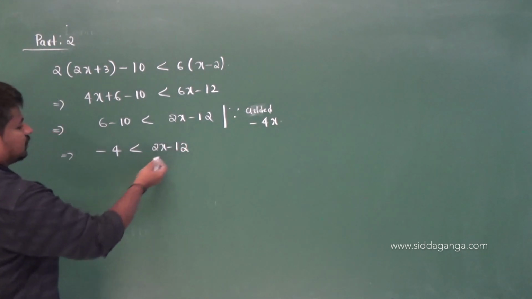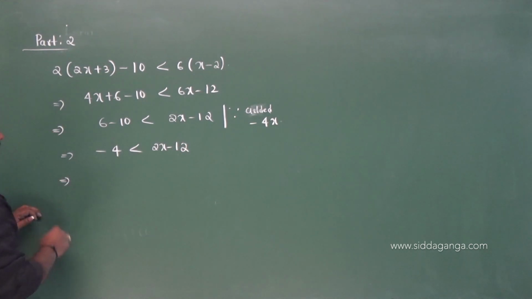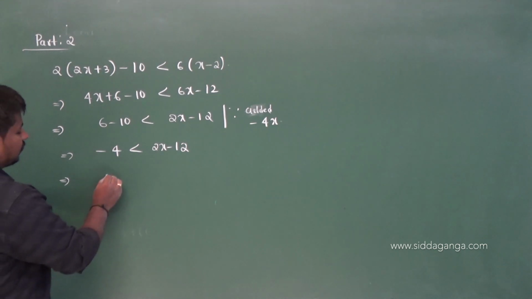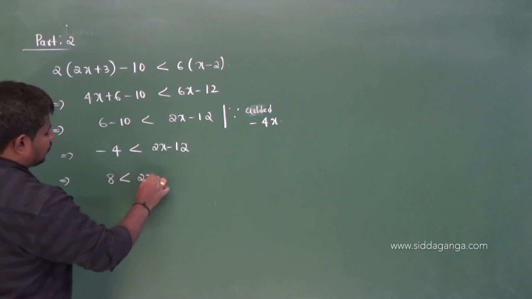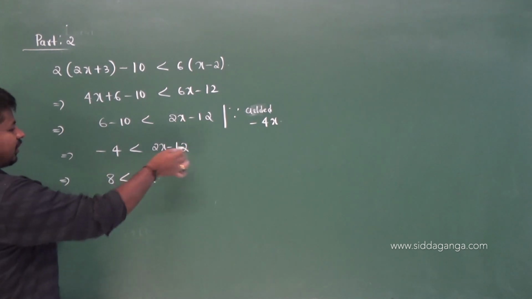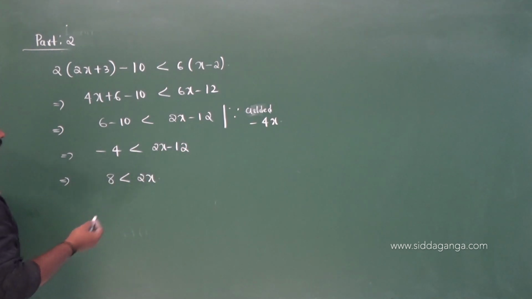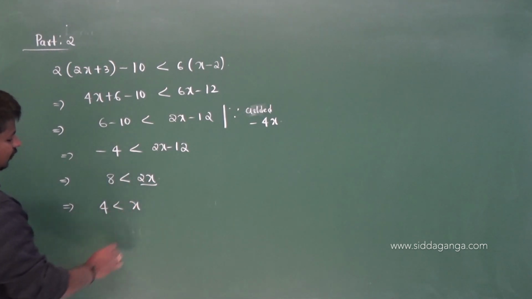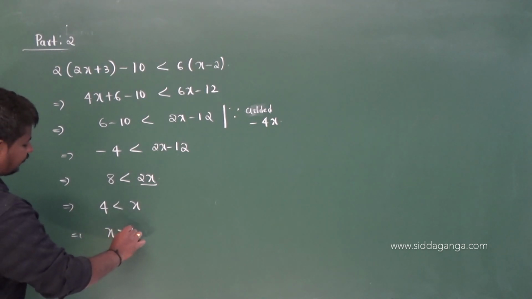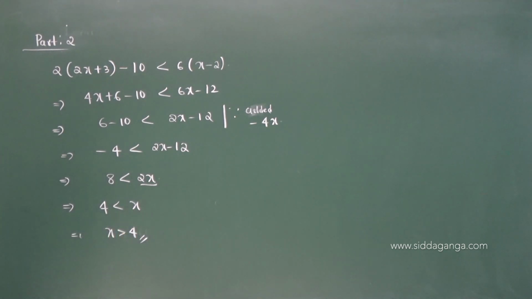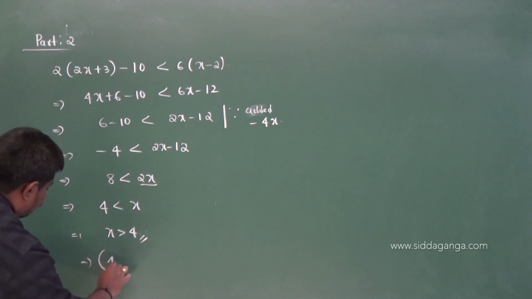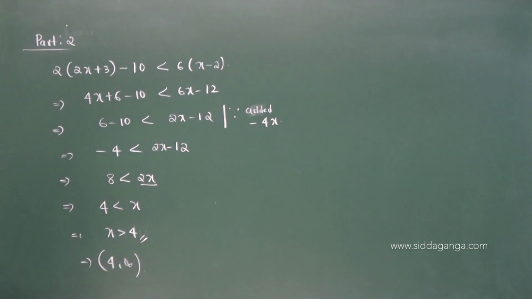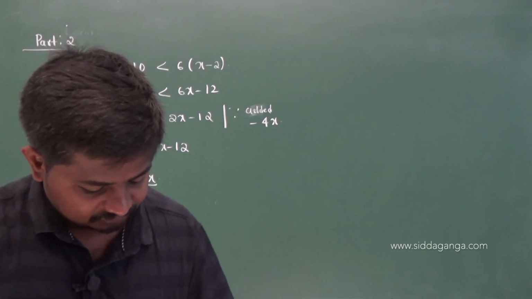Now minus 12 is there, so just add plus 12 on both sides. So what do you get? Plus 12 minus 4, 8 is less than 2x. Minus 12 plus 12 gets cancelled. Now here we have 2x, so divide by 2 on both sides to make x single. So 4 is less than x, which means x is greater than 4. So your solution is 4 to infinity. The solution set is 4 to infinity.